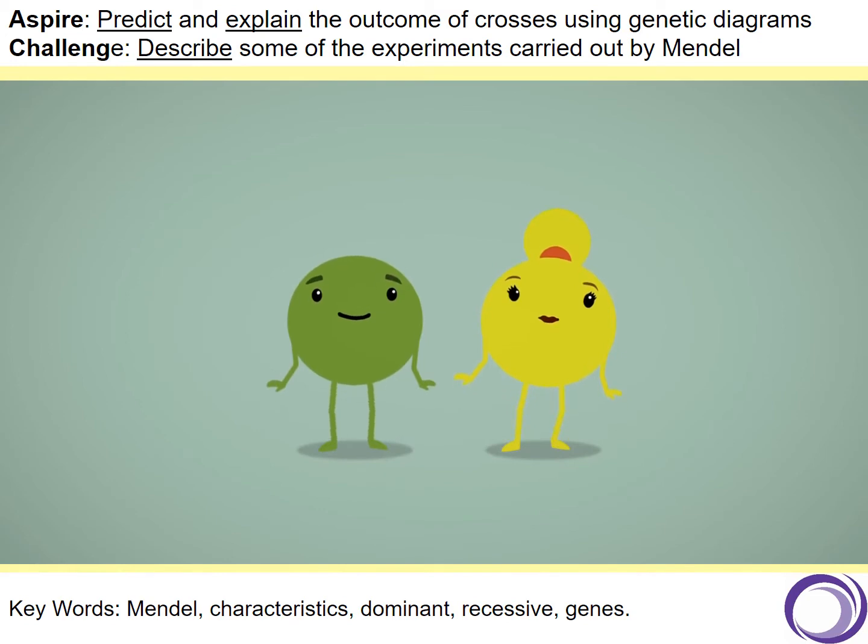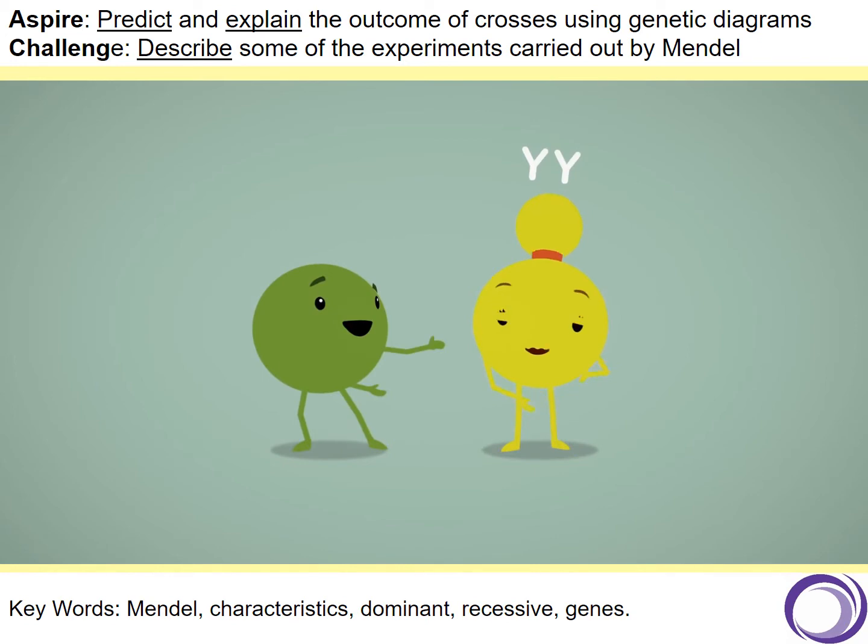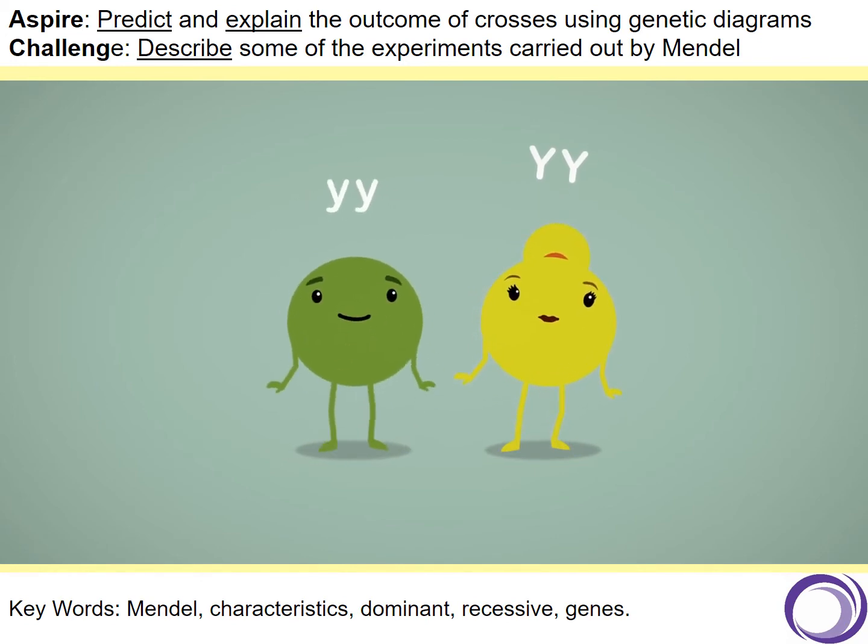From those results, Mendel inferred that each trait depends on a pair of factors, one of them coming from the mother and the other from the father. Now we know that these factors are called alleles and represent the different variations of a gene.